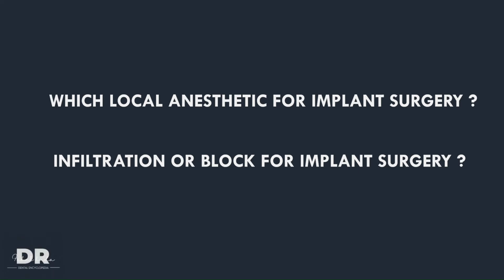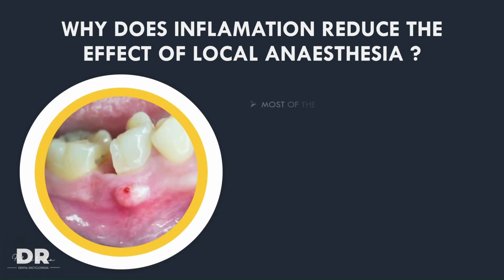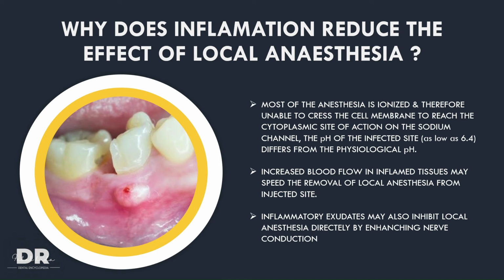Now we have to understand what happens when a local anesthetic agent is applied onto an infected site. Why doesn't it work? There are three reasons given in journals that cause the local anesthetic to not work in an infected site. The first is that the infected site has a low pH, so the ions from your anesthesia are not able to cross the cell membrane into the cytoplasm to block the sodium channel. The second reason is increased blood flow to the infected site, so that your local anesthetic agent is constantly getting removed. The third reason is the inflammatory exudate itself. The exudate inhibits your anesthetic agent from reaching the sodium channel.